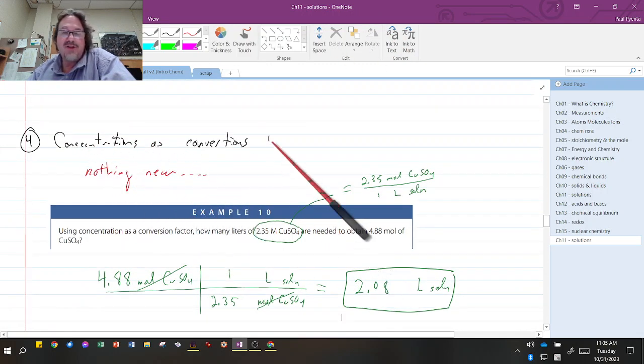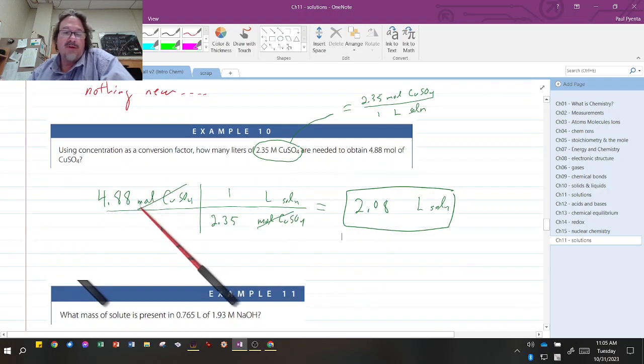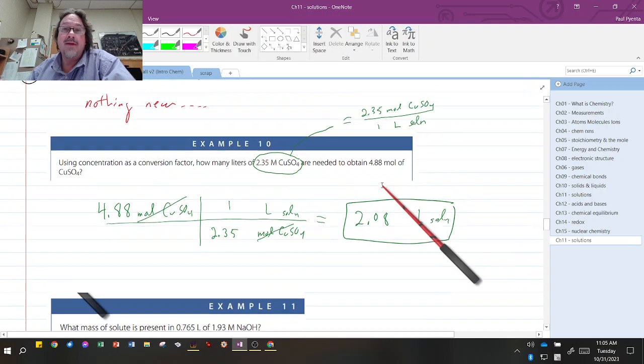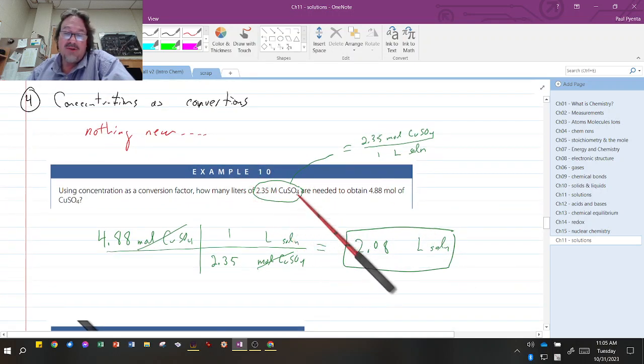They're using concentrations as conversions. Here I'm converting moles of copper sulfate to liters of that solution. Does it need its own section? Probably not, but that's how you would do that kind of a problem. The key, as I've said many times, is to interpret what they mean when they give you that concentration. Don't just leave it as a capital M or percent M by M or whatever it is.